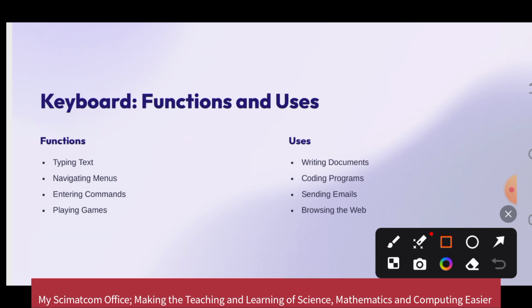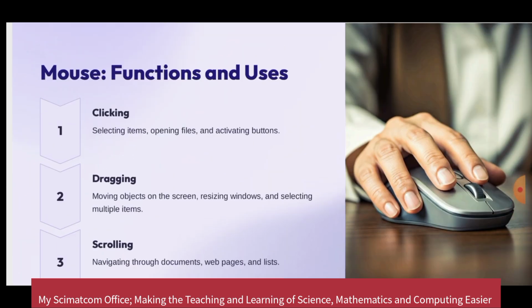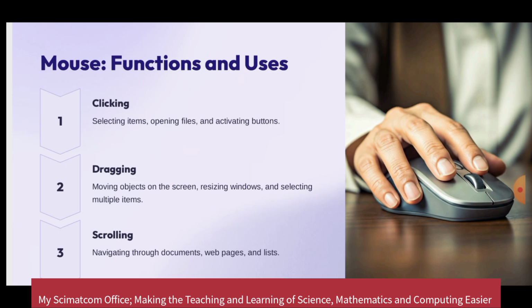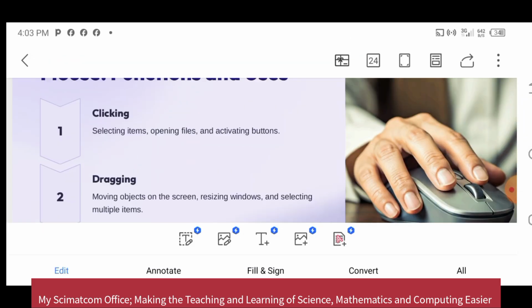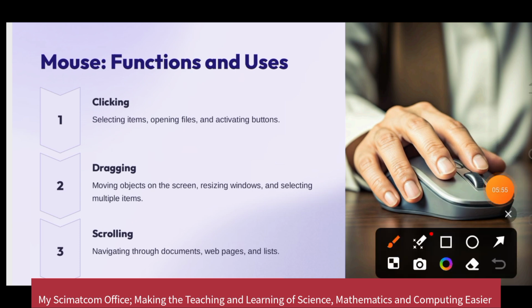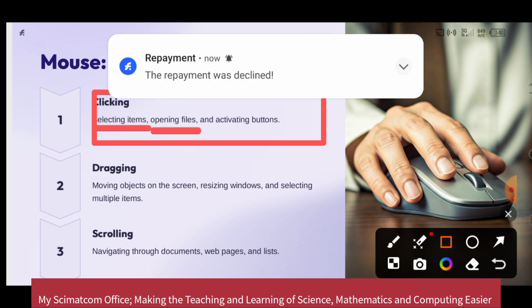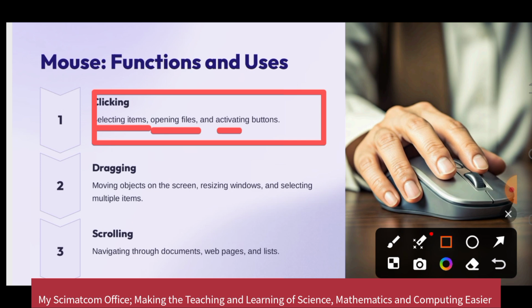Let's look at another thing, the mouse. So the functions and uses of the mouse. We have three common ones here. The mouse for clicking. For the clicking, we have several options. We have selecting items. We also have opening files. And then we have activating buttons.